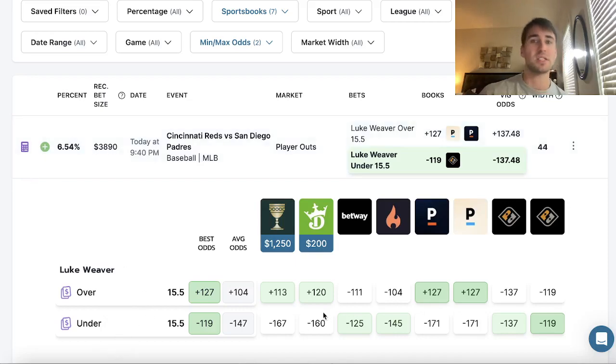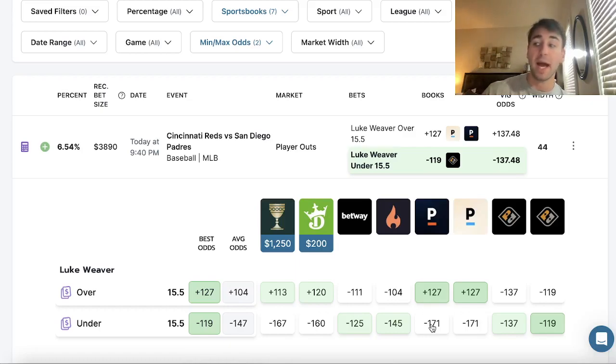Right? So why is this play so sharp, so profitable? Well, look at the sports books. Every sports book, sure, there's some discrepancies, but the main ones, the sharpest sports book in the world, Pinnacle, they have this under all the way down at minus 171. So the under is super heavily favored.